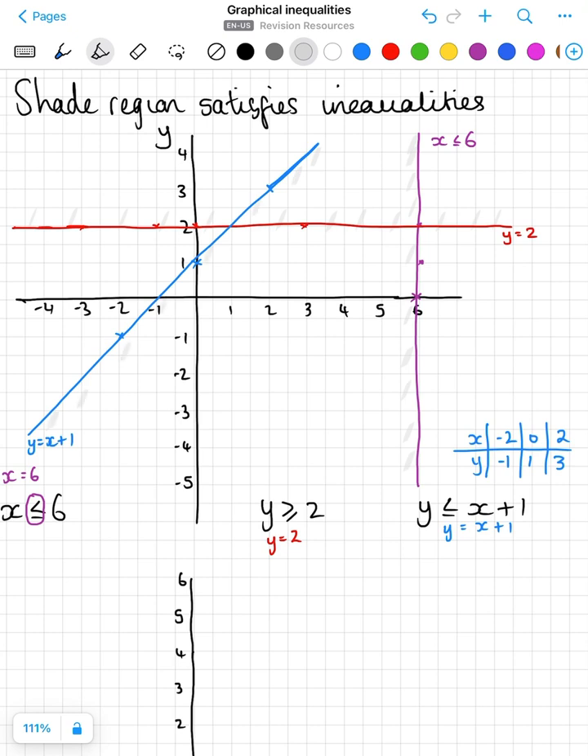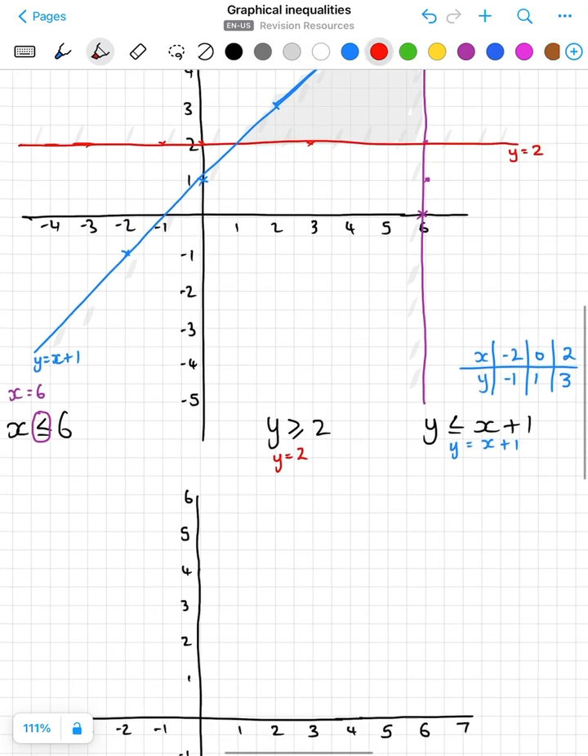So where is the region that satisfies all of those inequalities? It will be this section here. We're above the red line, we're to the left of the purple line, and we are below the blue line. That's the only place on this axis where that is all true.